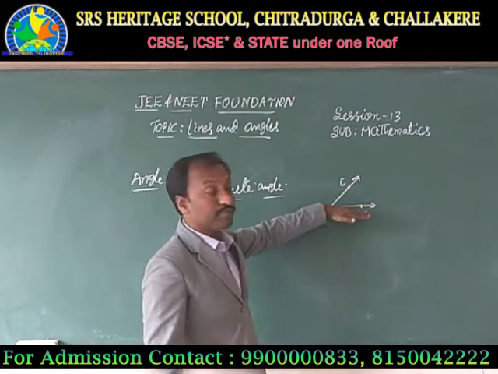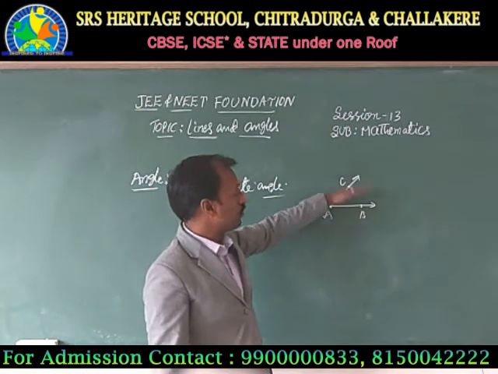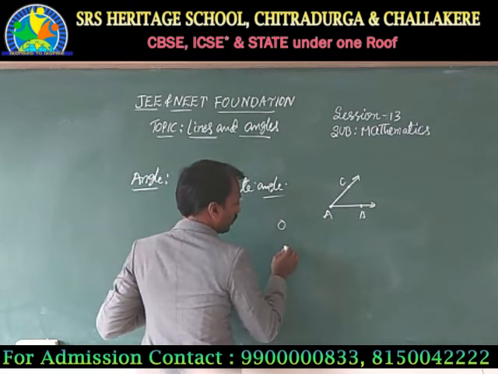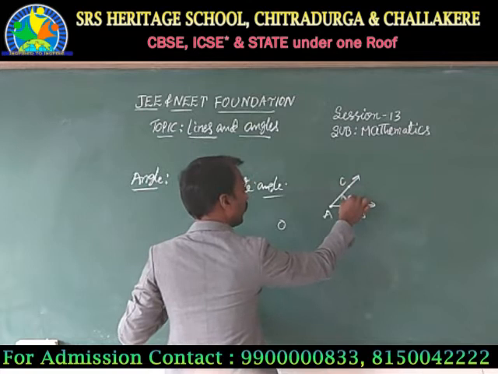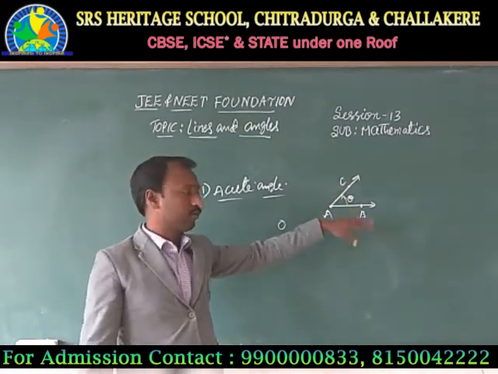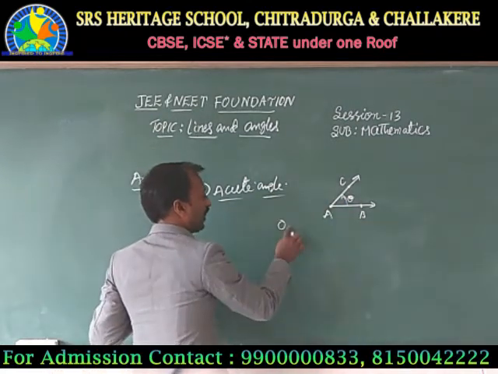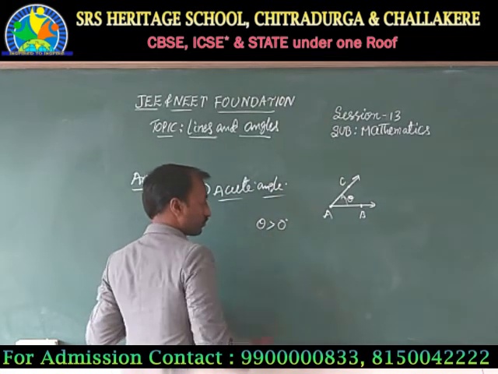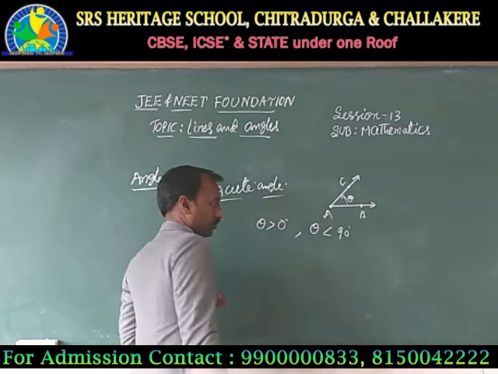The terminal ray starts from the initial ray AB and rotates through an angle more than 0 degrees and less than 90 degrees. If I assume this is theta, angles are generally denoted by theta, and of course alpha and beta. This is comfortable at school level, and alpha and beta also in the coming days. So if theta is greater than 0 degrees and theta is less than 90 degrees, it is an acute angle.